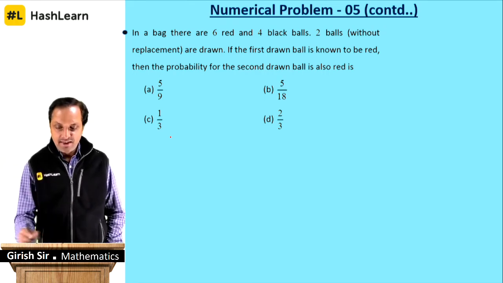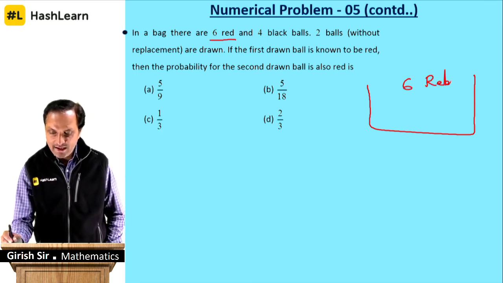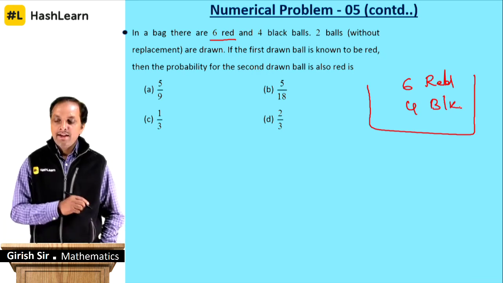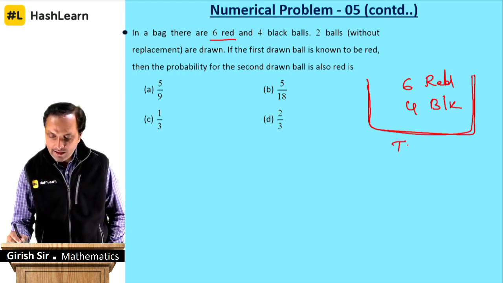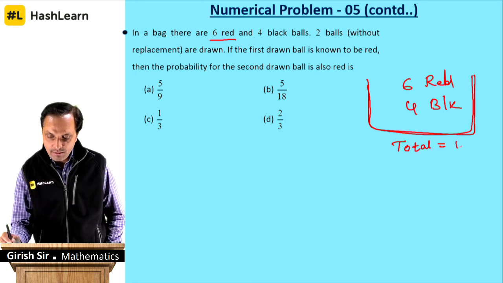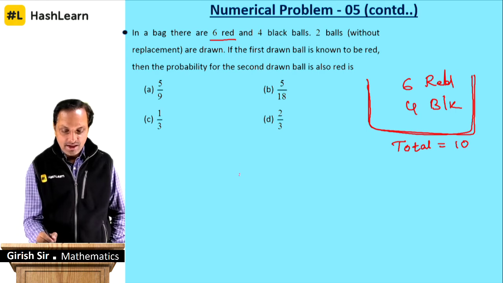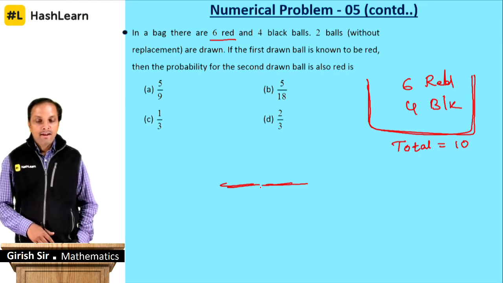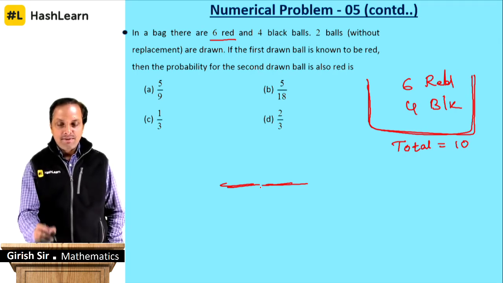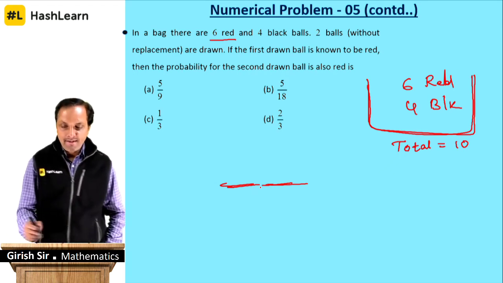Okay, chalo, here they are giving you one bag, in it there are 6 red balls and 4 black balls. So how many total balls are there? 10 balls. You are picking 2 balls, so you are doing a pick as 2 cases. Put 2 blanks here. 2 balls without replacement are drawn, if the first ball drawn is known to be red. Okay, so the first ball is red.